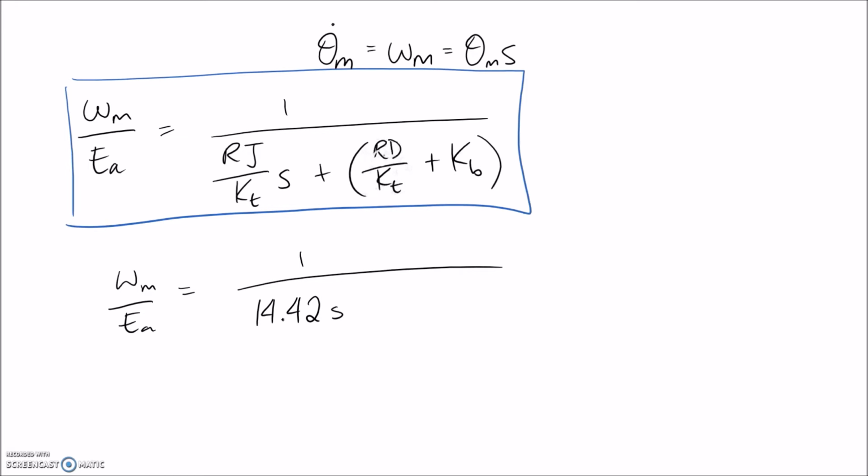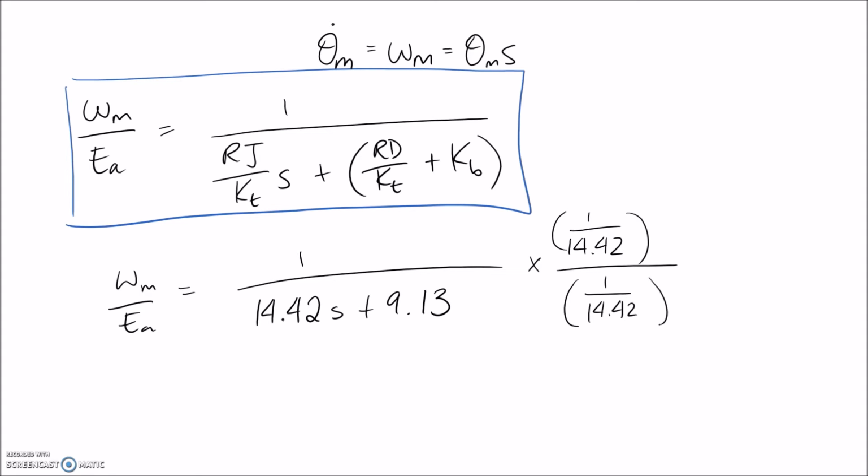Same thing here, substituting all these values, and we were given KB as well, it was 0.48. This comes to 9.13. So what I want to do is actually obtain my characteristic equation. And for that, I need the number in front of the highest power of S to be the number 1. So if I divide top and bottom lines by 14.42, okay, that's what I'm doing here.